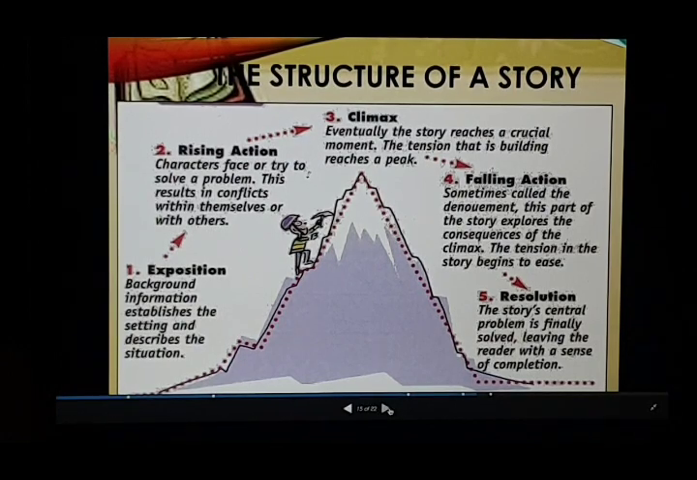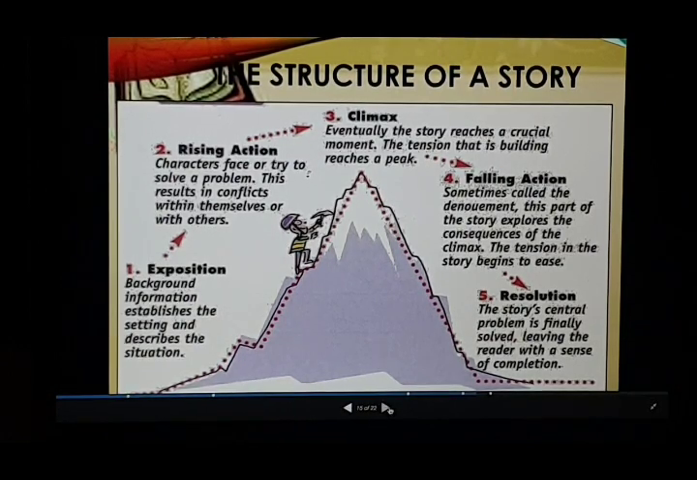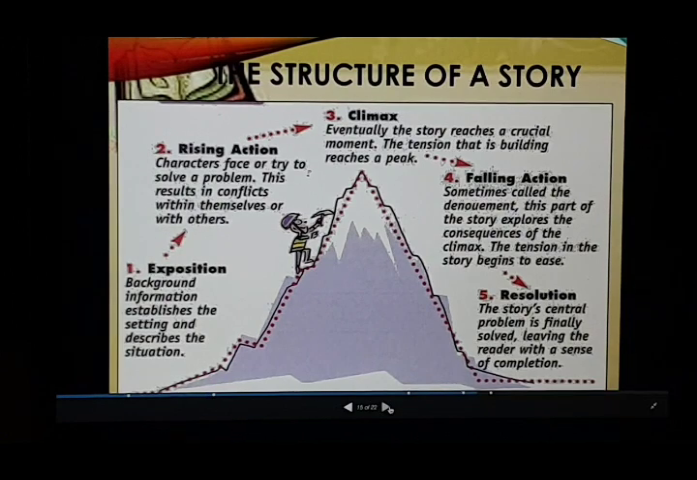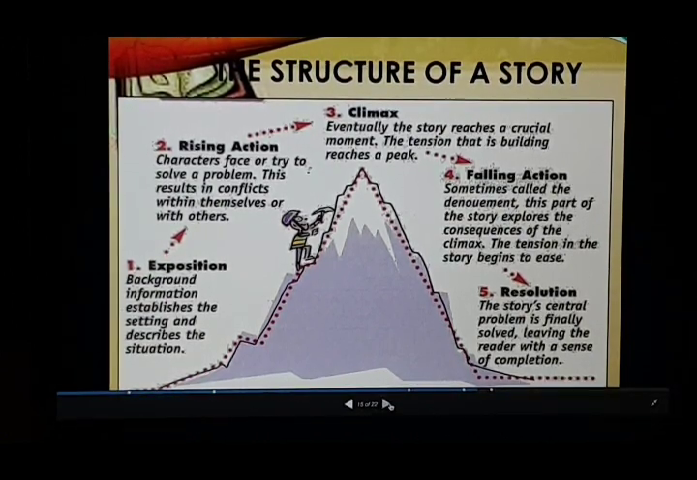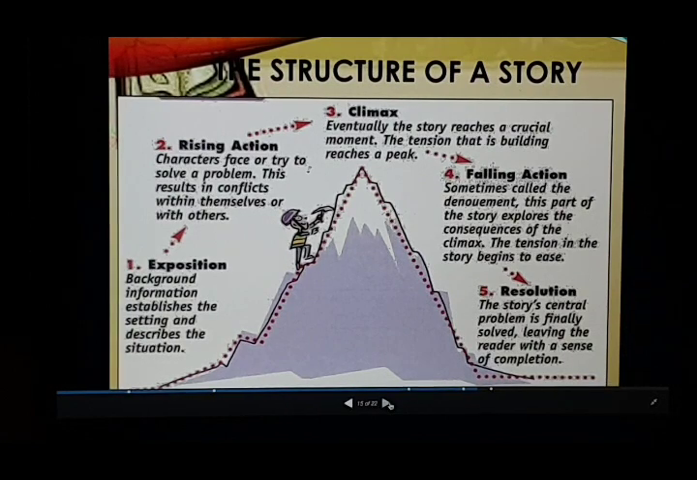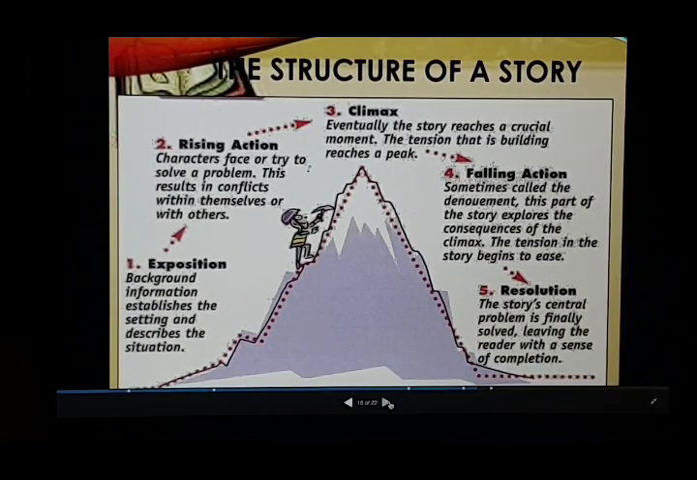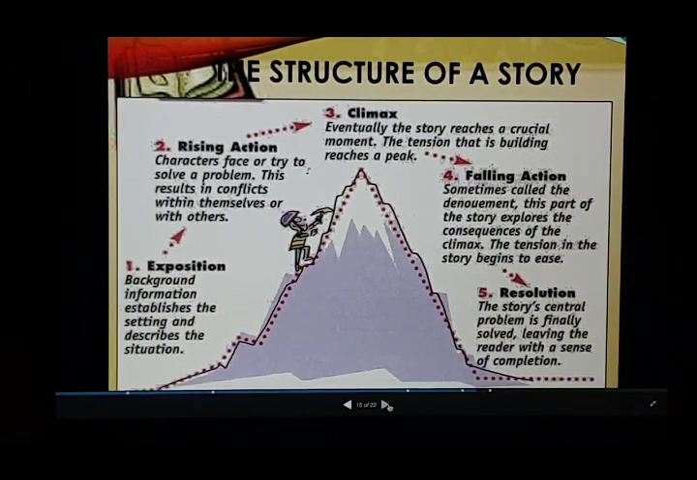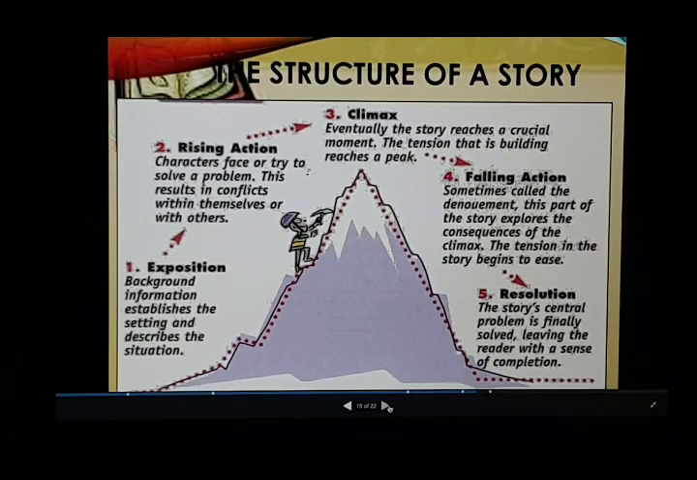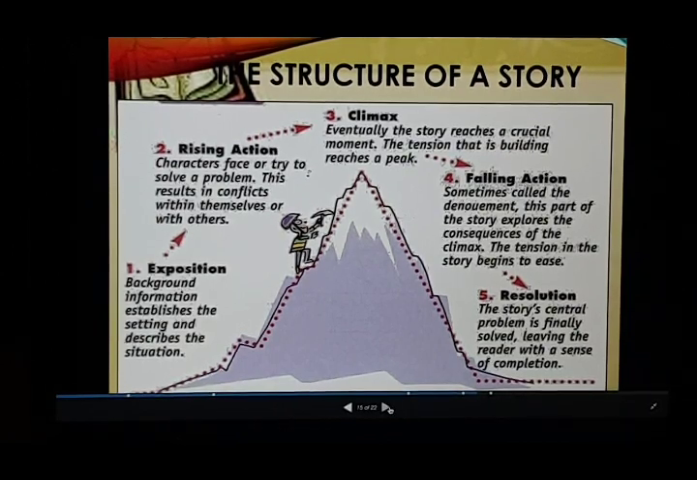Falling action, sometimes called the denouement. This part of the story explores the consequences of the climax. The tension in the story begins to ease. So we have the climax has been revealed. Now the characters in the story know about this climax, and also our excitement has gone high up.